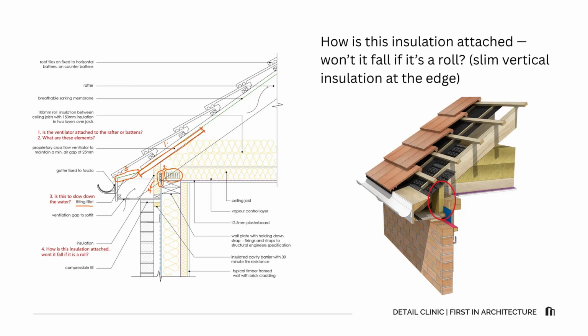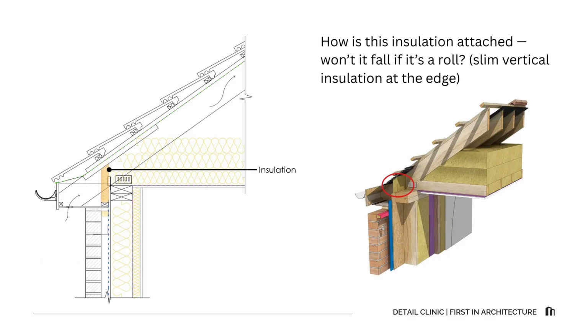How is this insulation attached? Won't it fall off if it's a roll? So this question is about that slim little vertical strip of insulation which is tight to the exterior line. That piece is usually friction fitted or installed as a semi-rigid batten or strip, so it stays tight against the adjacent structure without needing any plug fixings. The key is that it's fitted snugly with no gaps, helping maintain that thermal continuity and reduce cold bridging at the edges.